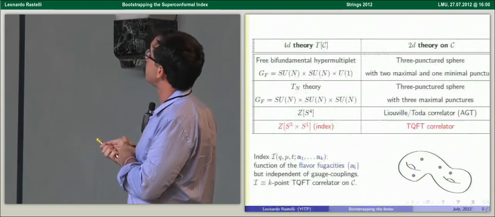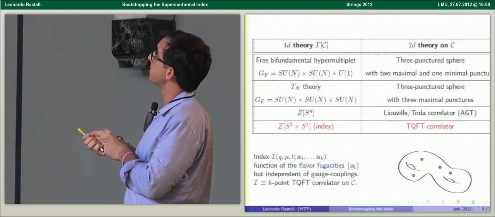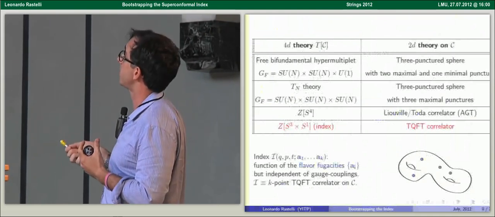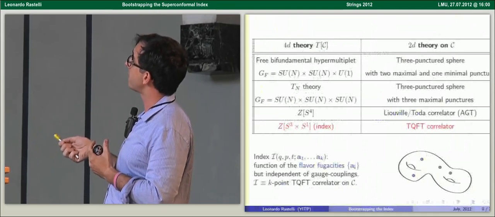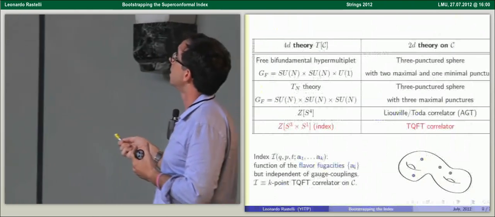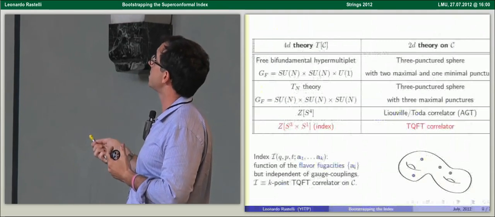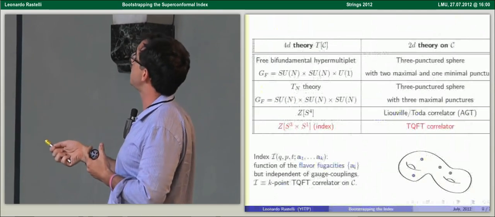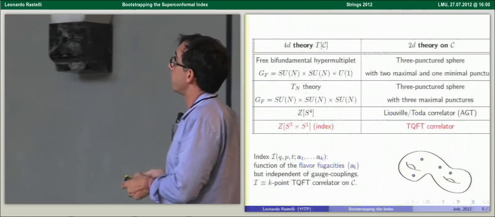Now, in this talk, we will mostly focus on the two elementary building blocks, which is a single three-punctured sphere that, of course, has no moduli, so it's an isolated CFT. And if the punctures have two maximal flavor symmetries and one minimal one, two SU(N) and one U(1), that corresponds to a single bifundamental hypermultiplet, whereas if all the flavor symmetries are maximal, that is Gaiotto's T_N theory, which for N greater than 2 has no weakly coupled Lagrangian description.